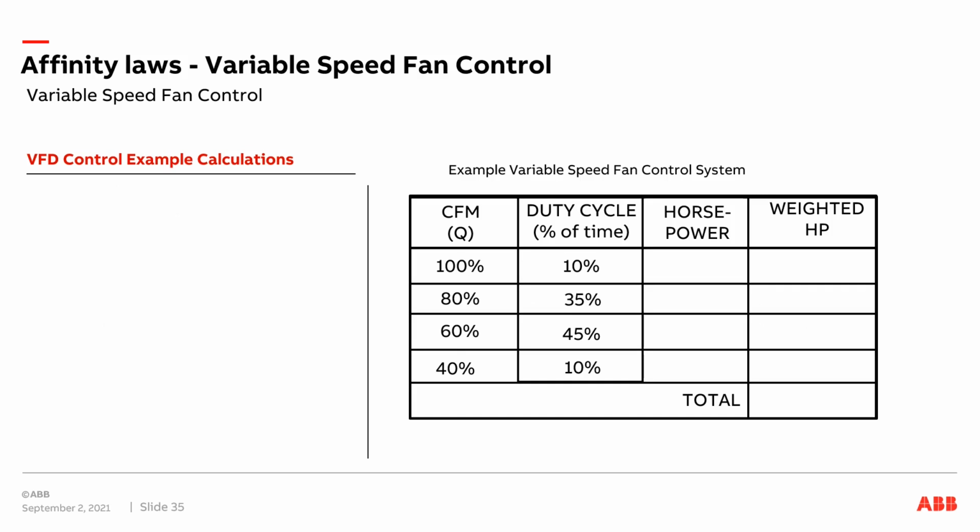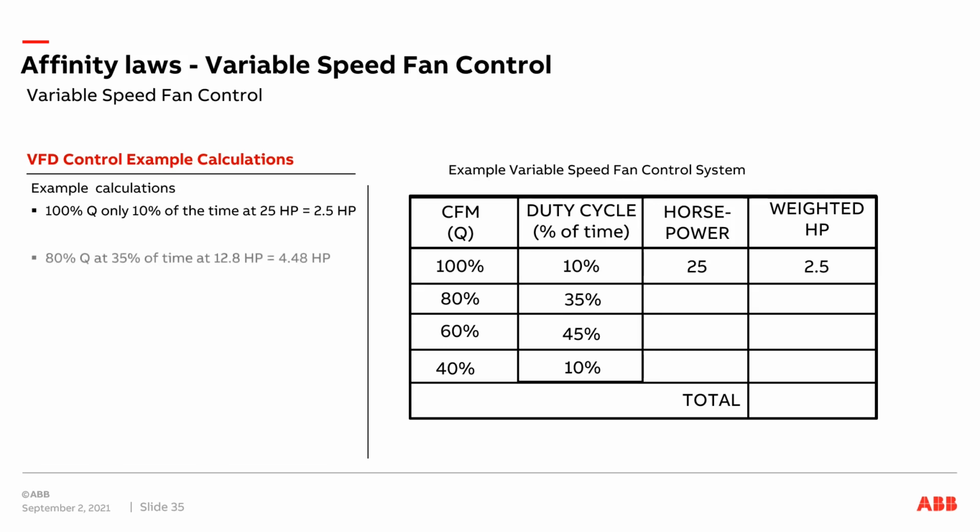So if we take our CFM on the same duty cycle that we had before, for our example earlier, we're going to use the horsepowers we just calculated and calculate the weighted horsepowers. So an example calculation: 100% Q, which is 100% flow, happens only 10% of the time. And our horsepower at 100% was 25 horsepower. So our weighted horsepower is 2.5 horsepower. Compared to the outlet damper control, this has not changed.